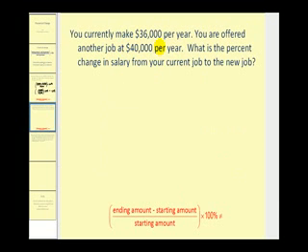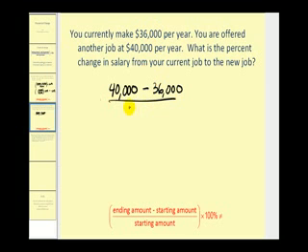Let's say you currently make $36,000 per year, and then you were offered another job at $40,000 per year. What is the percent change in salary from your current job to the new job? So in this case, the ending amount is going to be the new salary of $40,000 minus the starting amount, which is your current salary, $36,000, divided by the starting amount, which is the lower salary of $36,000.